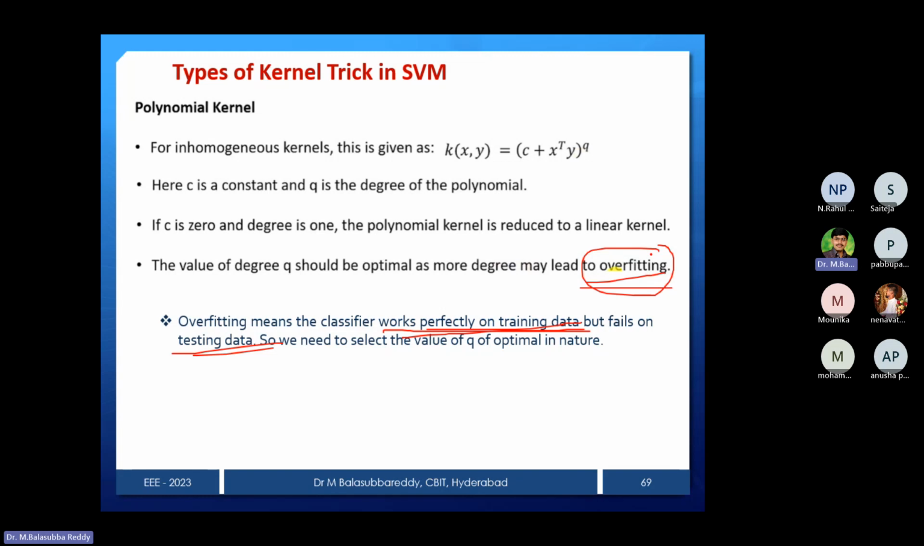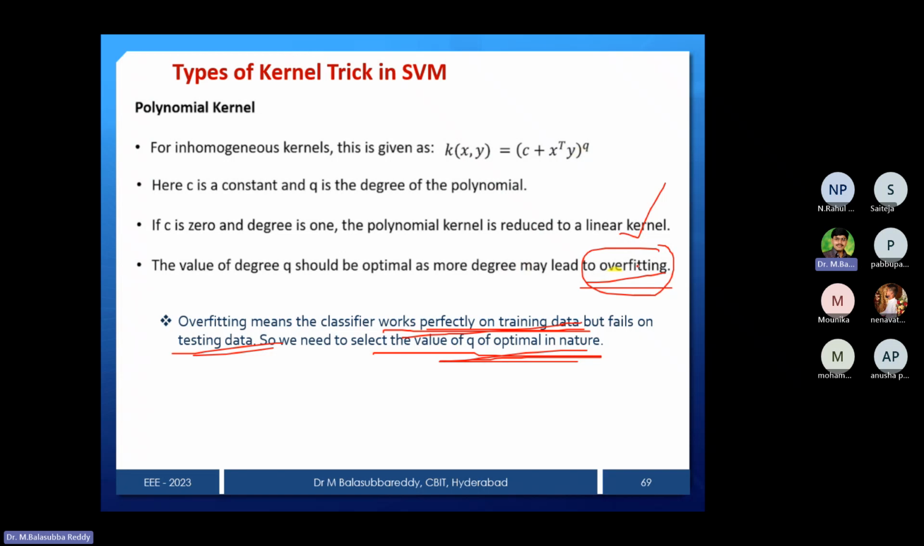So in overfitting, the system or model will perform very well on the training set but fail on the testing data. In the training case it will perform well, and in the testing case it will be poor. So we need to select the value of Q optimally.